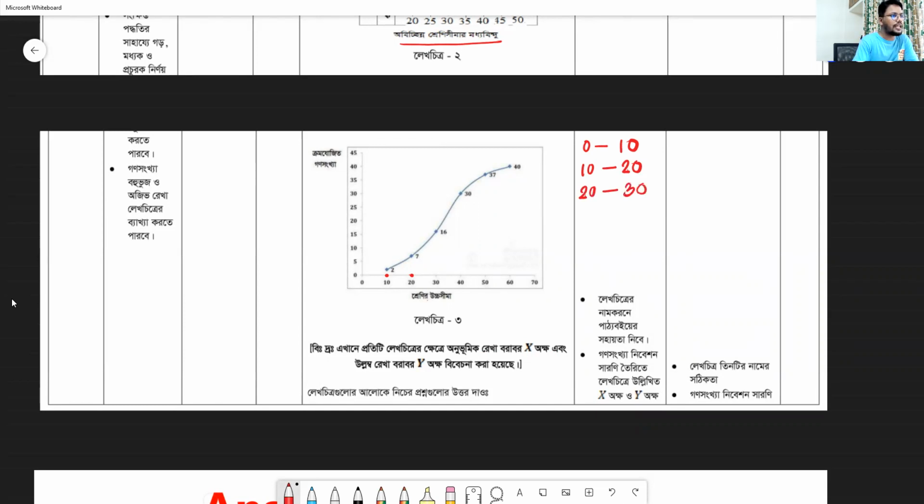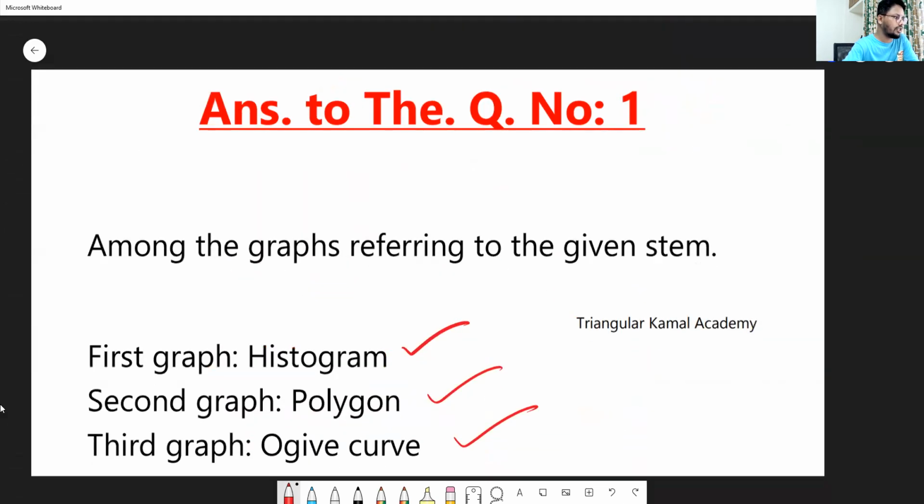What we see here in the y-axis is the cumulative frequency. Cumulative frequency, the Bangla word is promojojito gonosankha, cumulative frequency. So for the upper value of the first class interval, we see the value is 2. So right here 2. The next, up to 20, there is 7 cumulative frequency. Then 20 to 30, there is 16 given here. So now by using this data, we will write the frequency distribution table.